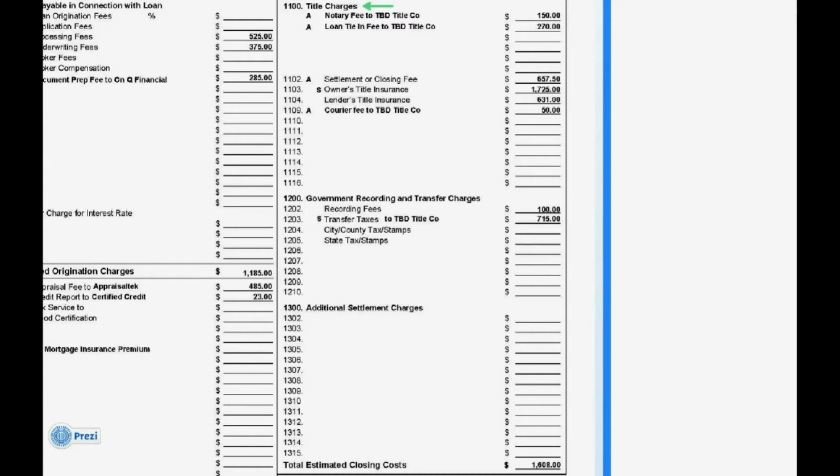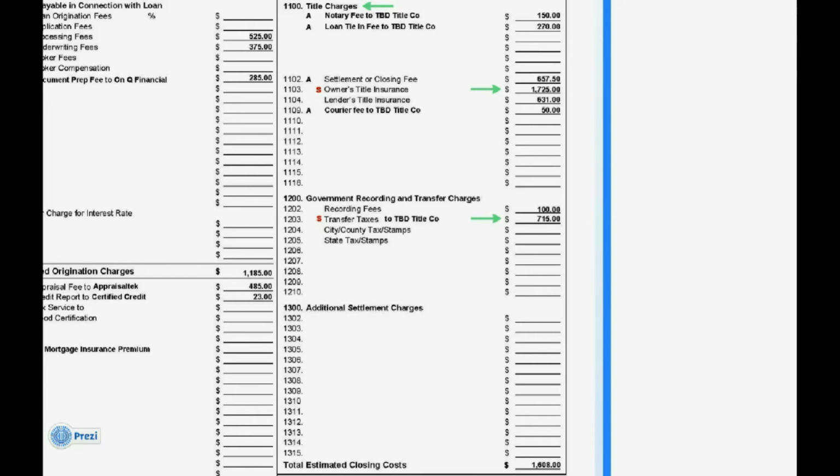Also, note that in Southern California, there are two title fees that are typically paid by the seller in a purchase transaction. These are the owner's title policy, line 1103, and the transfer taxes, line 1203, which are payable to the county. Fees paid by your seller are designated with an S next to them and are offset on the second page of the document.